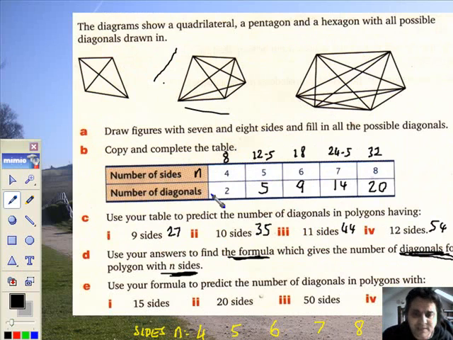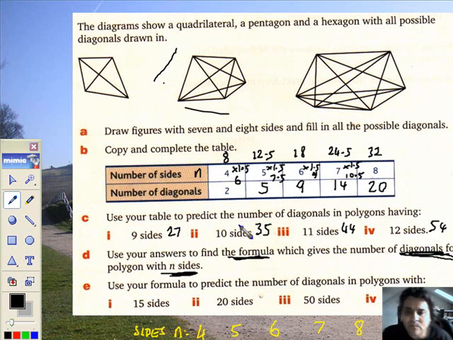Now this is what I noticed. If I multiply my 4 by 1.5, I get 6. If I multiply my 5 by 1.5, I get 7.5. If I multiply 6 by 1.5, I get 9. If I multiply 7 by 1.5, I get 10.5. Now, I'm getting closer and closer.